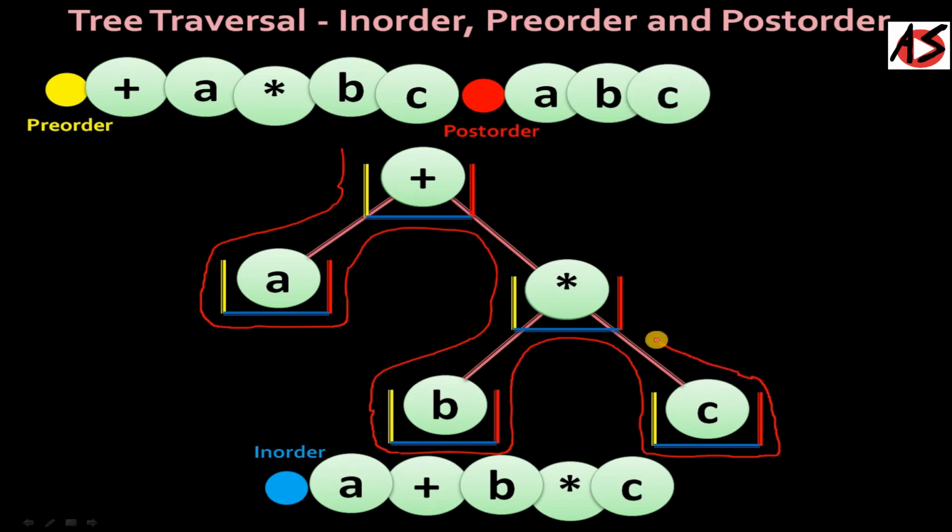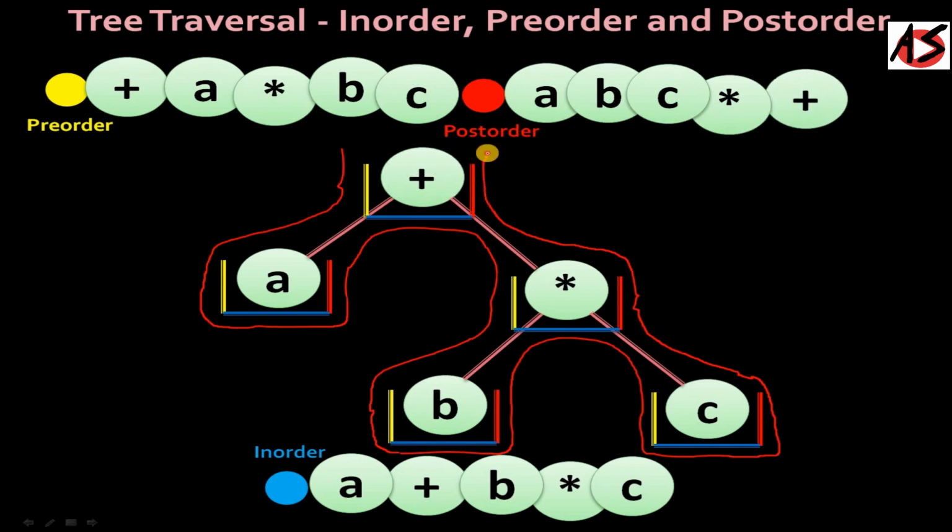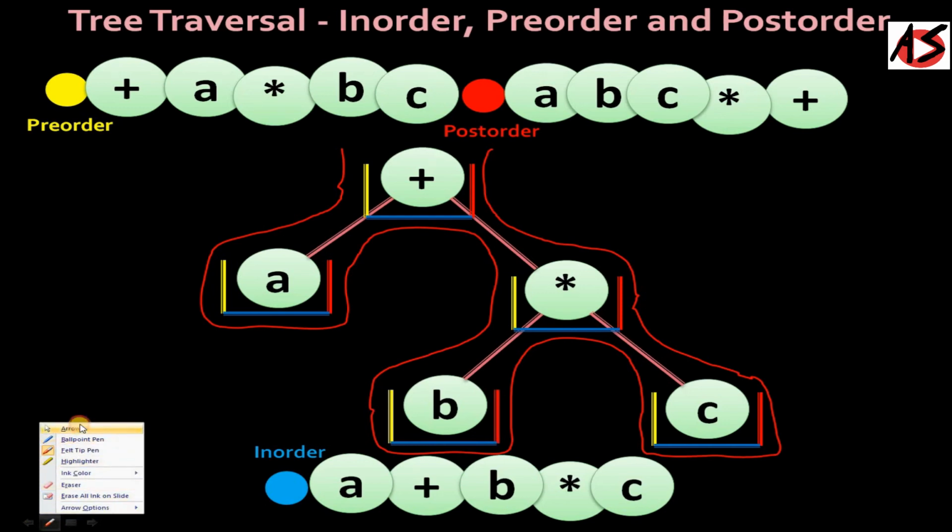Moving ahead, you are touching the red line again, so copy the multiplication sign into the post-order. Moving further, you are reaching the root node at the right side, and that is the red line. So you copy the plus sign to the post-order list. So this is the correct in-order, pre-order, and post-order of the equation.